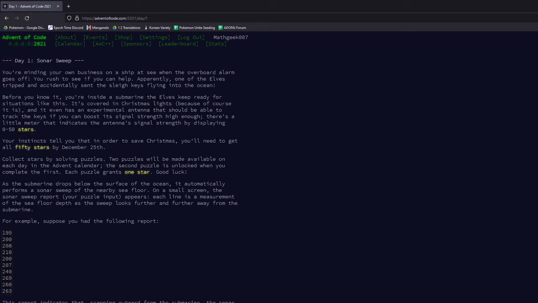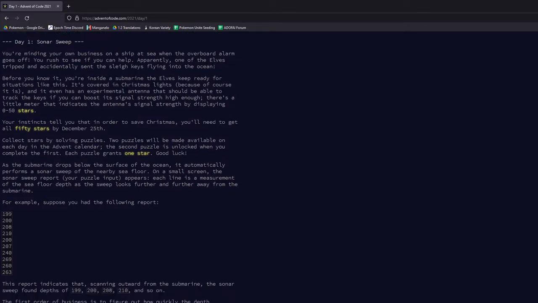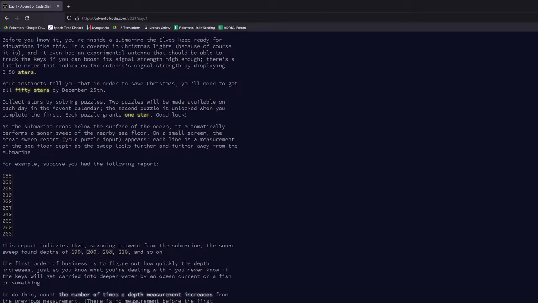Day one. You're minding your own business on a ship at sea when the alarm goes off. You search, and before you know it, you've got a submarine. Okay, submarine, dive to the surface. It automatically performs a sonar sweep report. Your puzzle input appears.